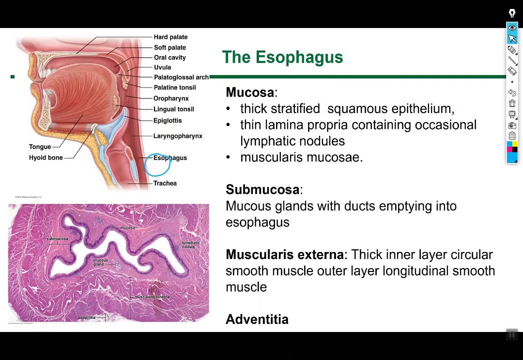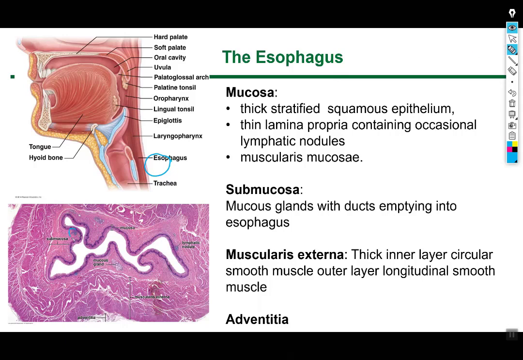The esophagus is a thick stratified squamous epithelium, and this is because the esophagus is subject to a lot of abuse. So not only do you vomit through your esophagus, which hurts and is bad for it, but also we don't eat food that's always perfectly smooth. So we need to be able to spare some cells if we're going to keep a healthy esophagus later into life. So it's got a thin lamina propria underneath of that, containing occasional lymphatic nodules.